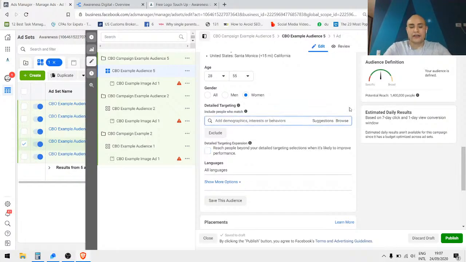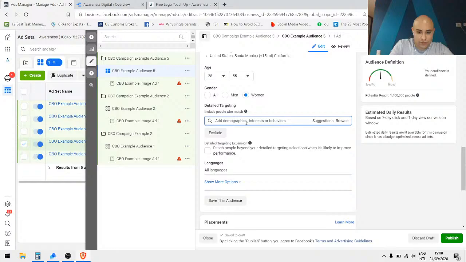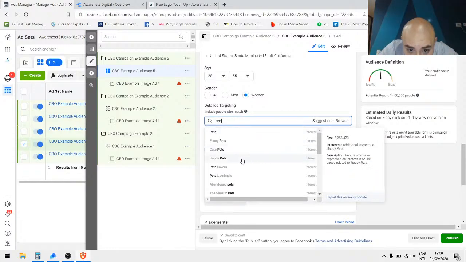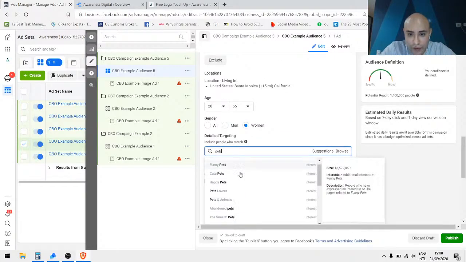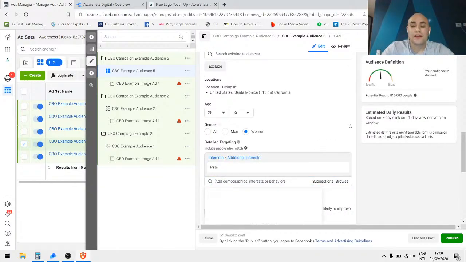So detailed targeting, you're going to pick one interest. Let's say we want to target women whose interests are pets. Funny pets, where is it? First one, right? Oh, I'm sorry. Come on. Yeah, so pets. Look at that, took me down to 810,000. That's still a lot of people within the 15-mile radius.